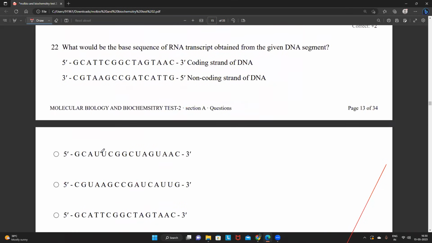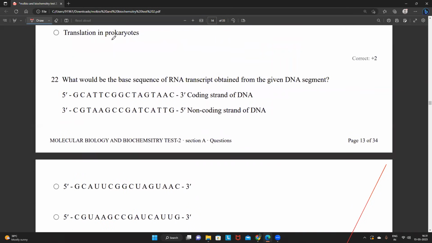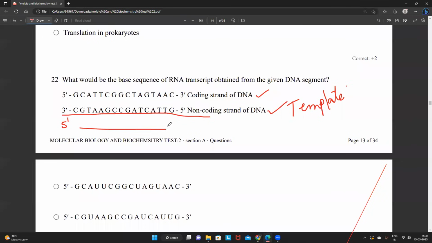Now question number 22. Some people have given a wrong answer here. Friends, it's very easy, right? This is the coding strand of DNA. This is the non-coding strand of the DNA. How many times am I continuously telling all of you, whichever is the non-coding strand of the DNA, that is the only strand which can act as a template for the mRNA synthesis, because the non-coding strand is 3' to 5'. So mRNA can be synthesized in which direction? 5 prime to 3 prime.